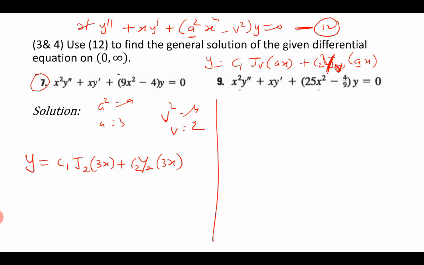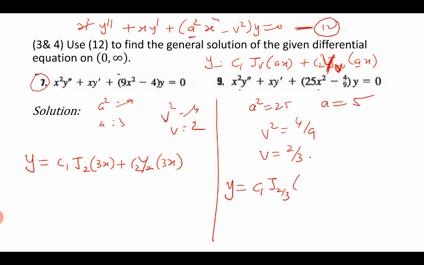Okay, do the same for problem number 9. a square is 25, gives a is equal to 5. v square is equal to 4 over 9. v positive is equal to 2 over 3. Therefore, the general solution is y is equal to C1 J 2 over 3 of 5x plus C2 J negative 2 over 3 of 5x. That is it.